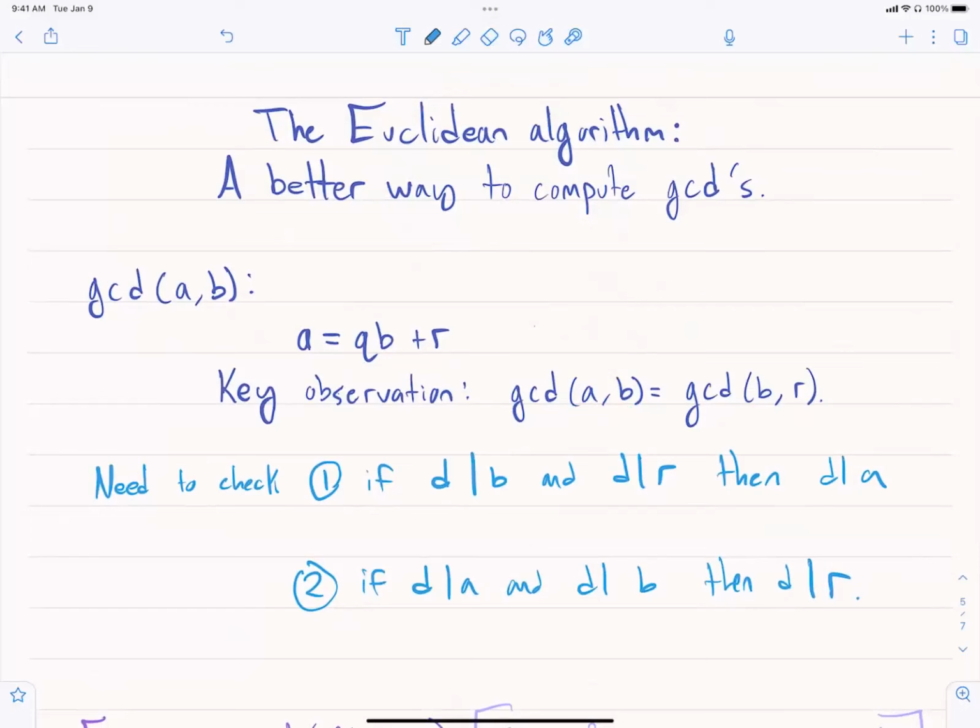Okay, here we have A equals QB plus R for the first one. Since D divides B, I can write B as D times C. Since D divides R, R is D times E. Then I factor out the D, so A is D times (QC plus E). So I just use the fact that I can express A in terms of B and R, and then the fact that D divides B and D divides R, and I pull out that D and see that D divides A.